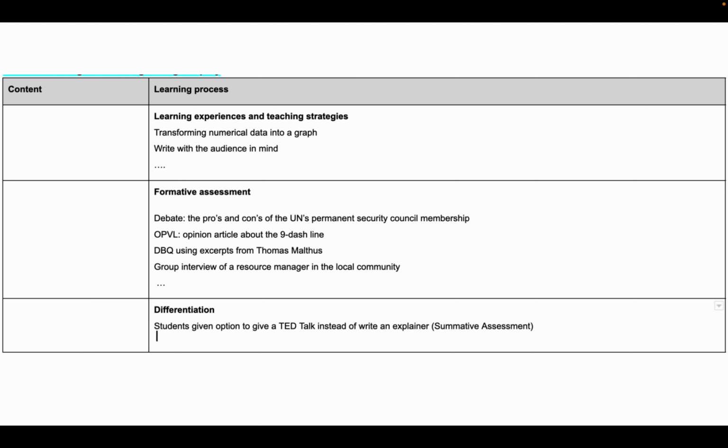Some of the learning activities, of course, this is the bulk of the planning for the unit plan. I already have the summative assessment, so now I need to do the understanding by design, the back planning part, and think of what are the learning engagements that the students need to do. So one of the things would be for the explainer, they need to produce a graphic. So I would have them transform numerical data into a graph, some sort of visual representation that's easier to digest.